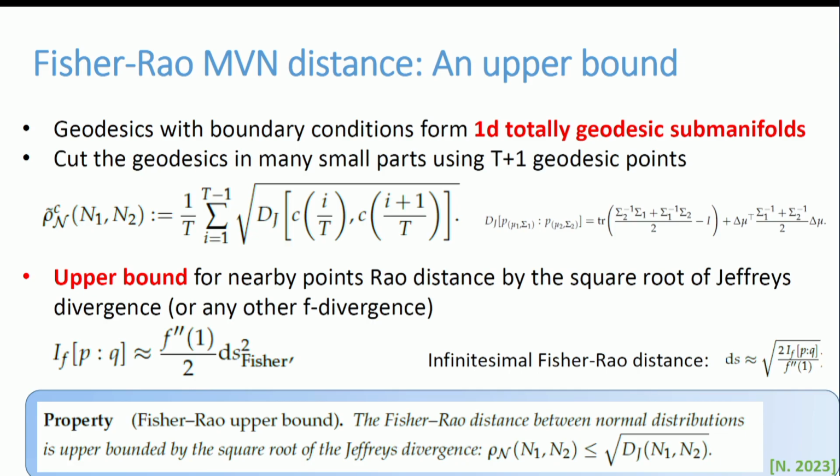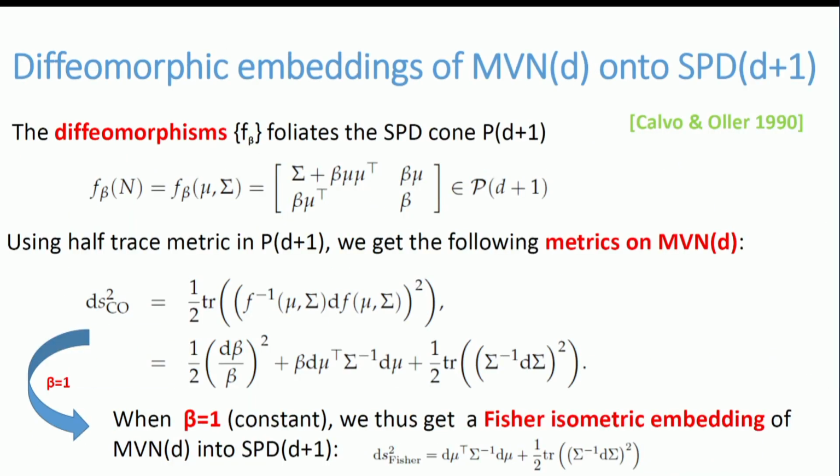So what I want now is to take a second approach to define another metric distance for Gaussians. And we are using this diffeomorphism that was written in Calvo and Oller in 1990. I am going to embed the Gaussian mu and sigma into D plus 1, not 2D plus 1 this time, but D plus 1. So I have my matrix with just one column and one row. And if you use the trace metric for this cone in dimension D plus 1, and you apply this formula, you will find this for this parameterization.